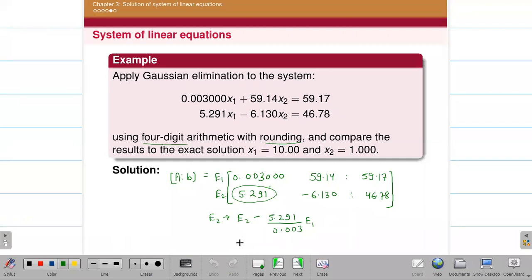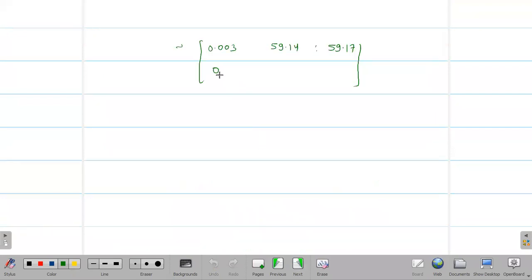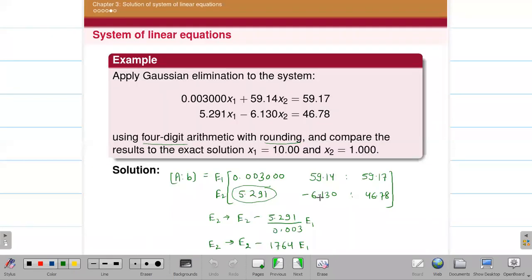So now if I solve this, then take 4 digits only. 4 digits, it means you have 1764 E1. If I solve this and take 4-digit rounding only, it will be E2 minus 1.764 E1. So apply this operation, that will be 0. So now what will be this entry?